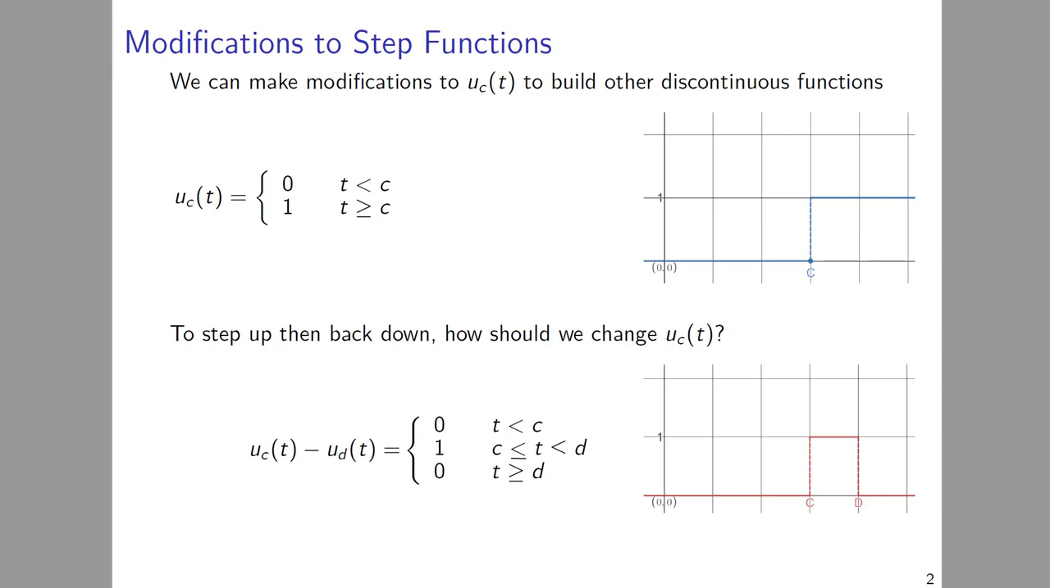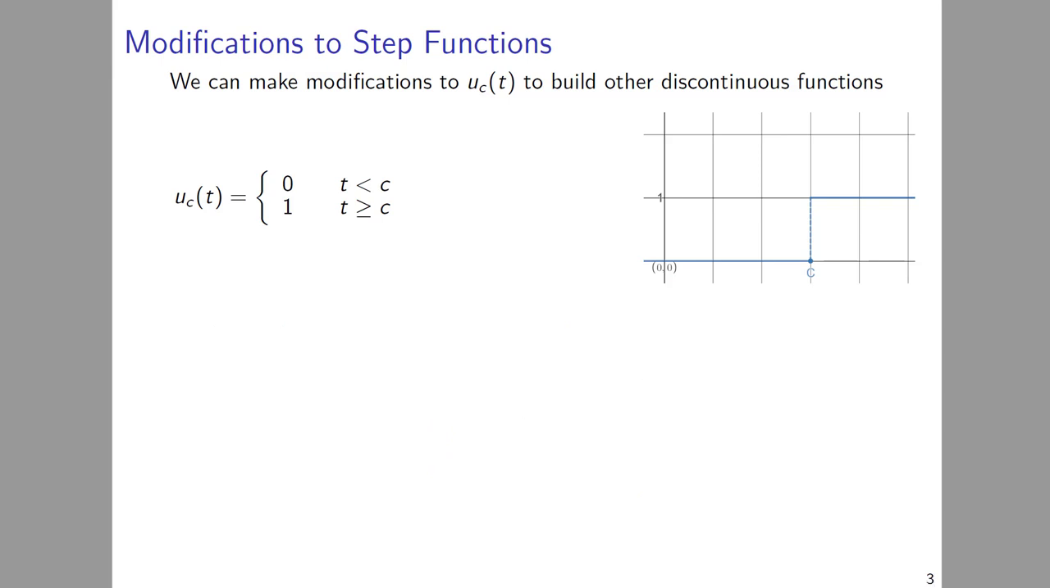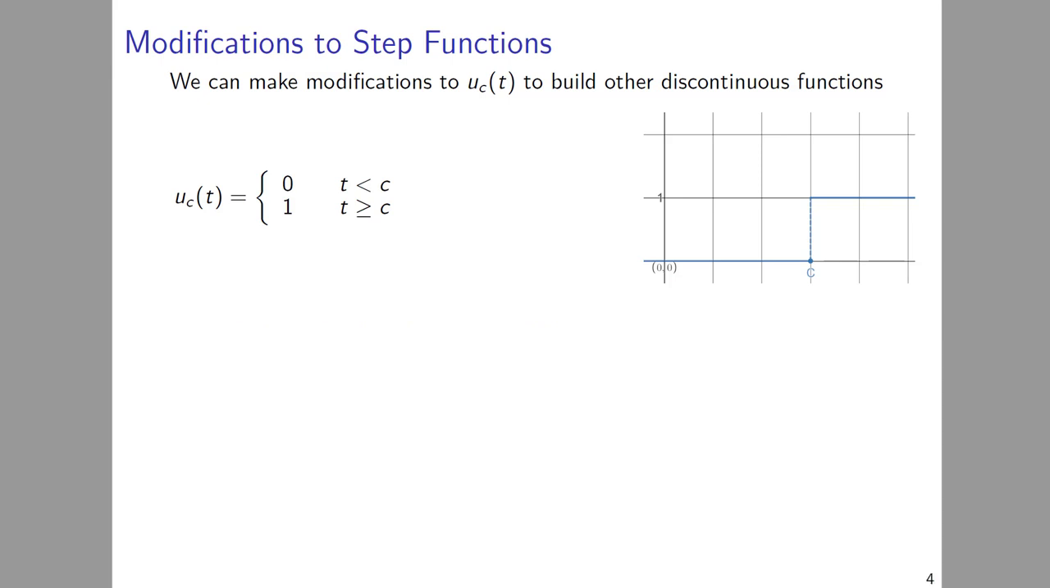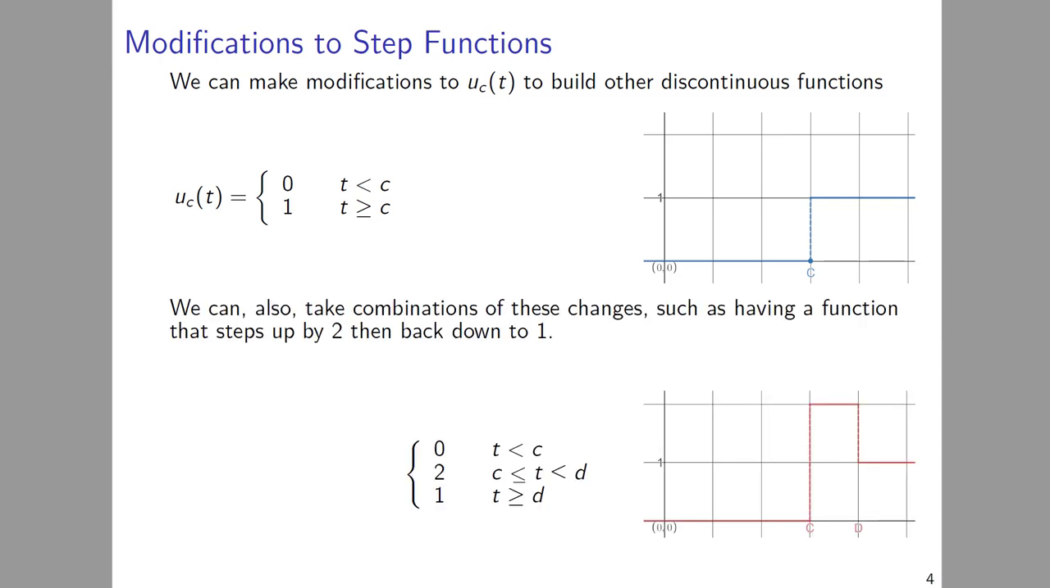As you can see from these two examples, we can start building more and more discontinuous functions by using the step function as a basic building block. And if we want to scale up our step, so it jumps up to 2 instead of just 1, then we can take 2 times u sub c of t, or whatever we want our step function to step up to. We can also take various combinations of these modifications.